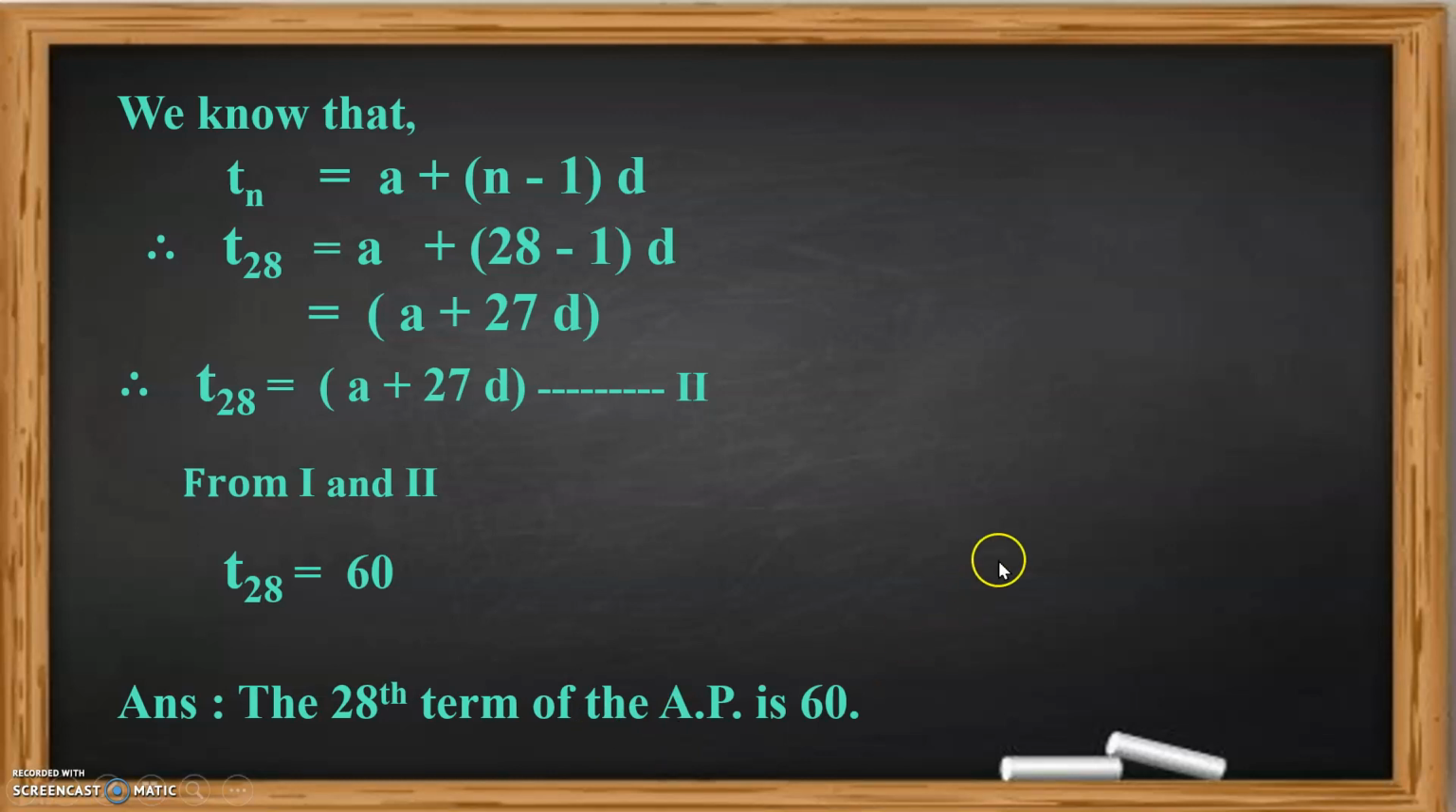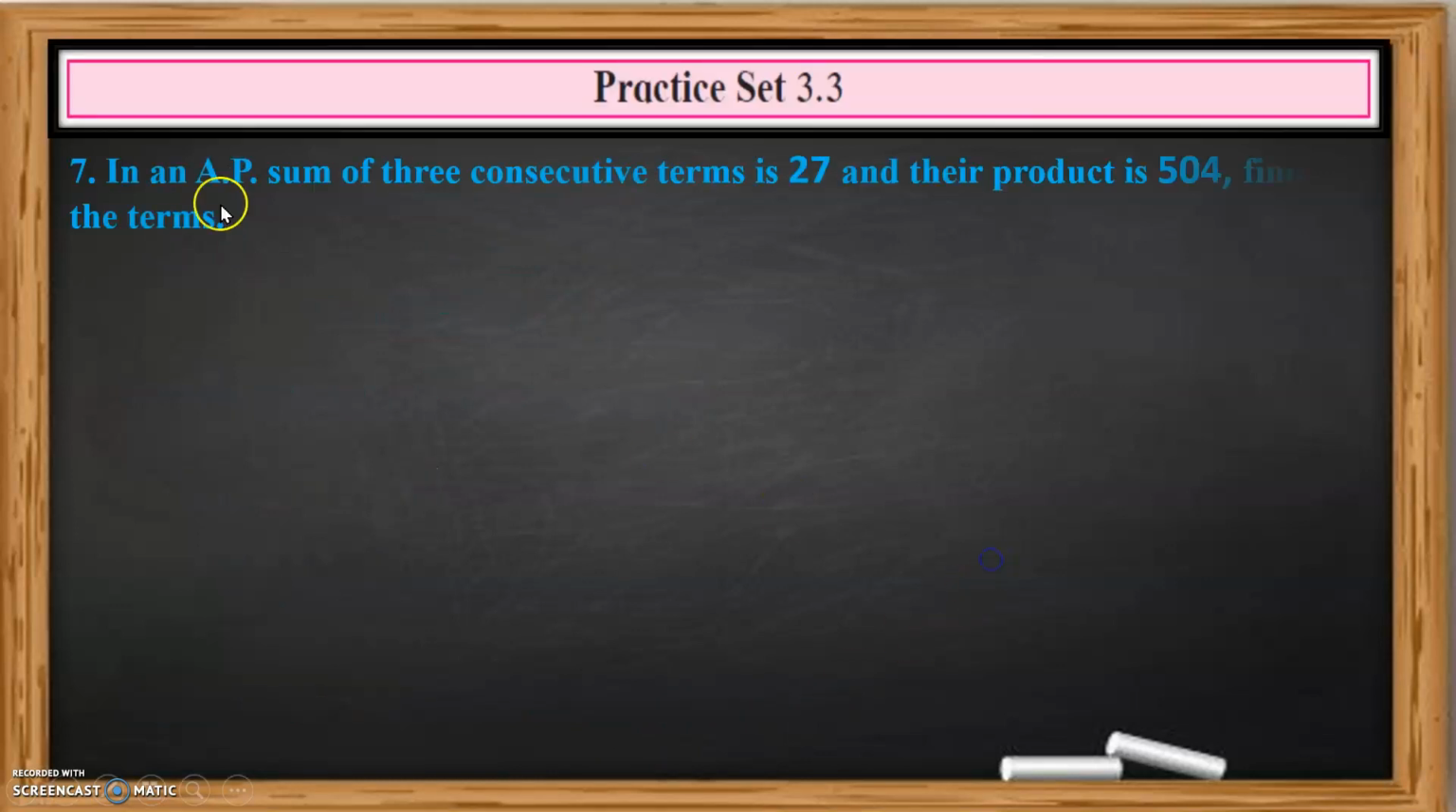Let us now go to the next question, question number 7, which says in an AP, sum of 3 consecutive terms is 27 and their product is 504. Find the terms. Now students, in this question, the relation between the terms are given, that is, the sum of all the 3 terms and the product of the terms are given. So we have to start this in a little different way.